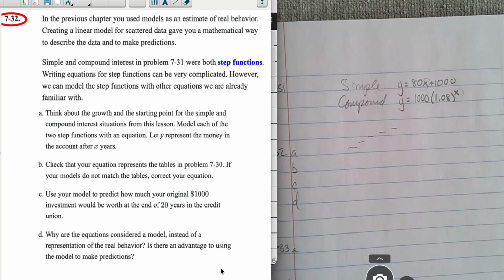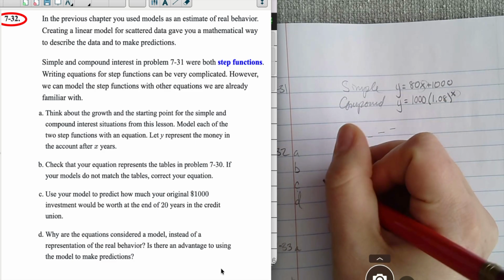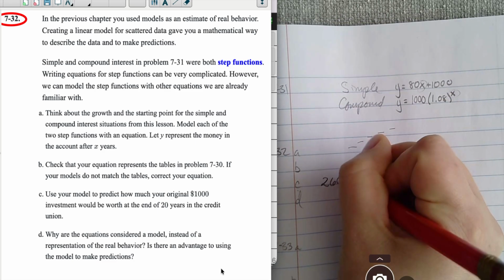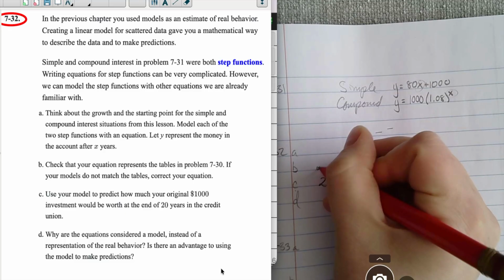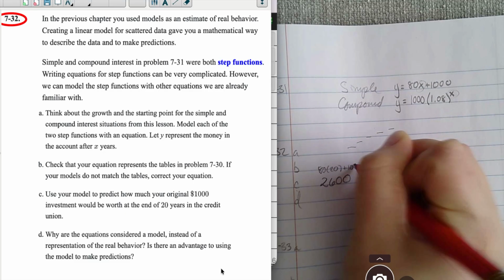So I'm going to plug in 20 for X in my first equation. So 80 times 20 plus 1,000. So in my first equation, that would give me $2,600 for doing 80 times 20 plus 1,000.